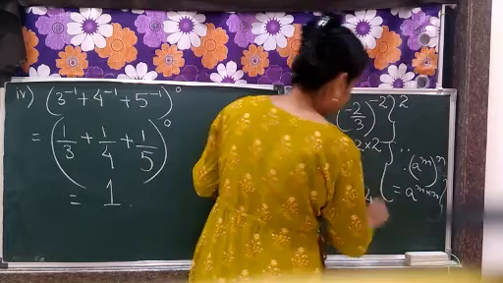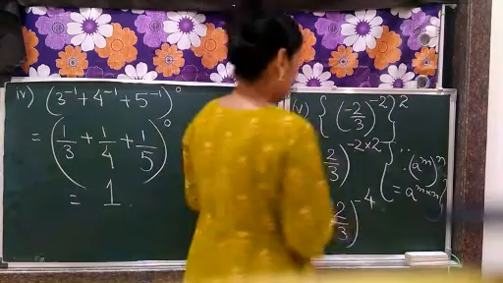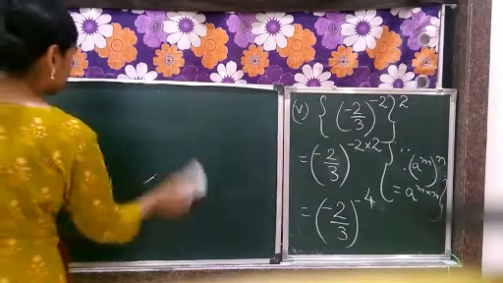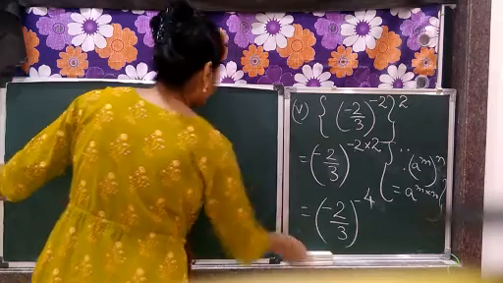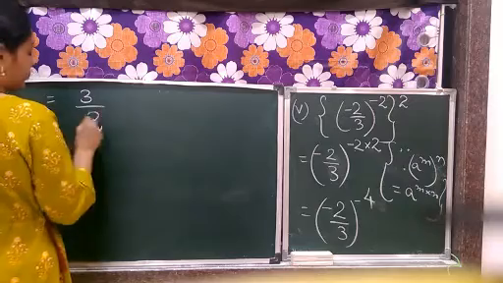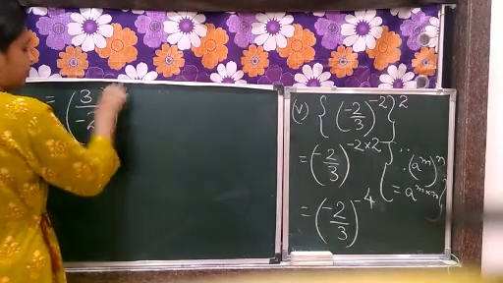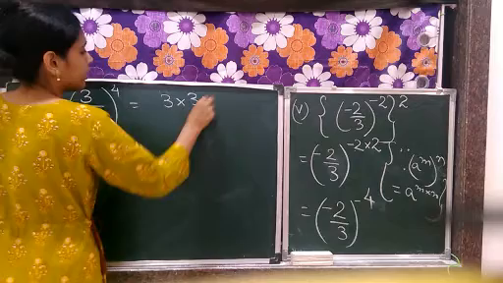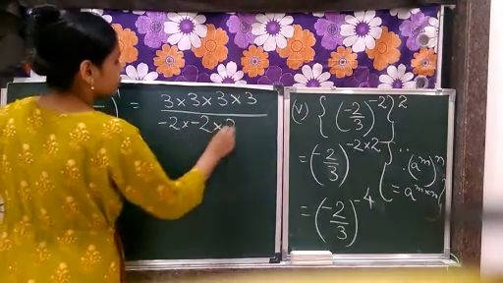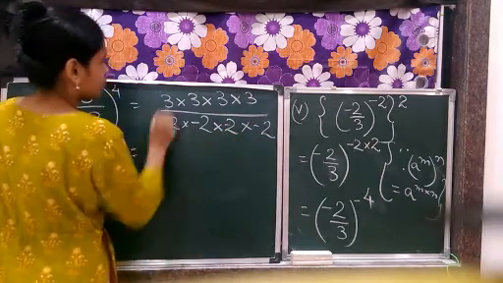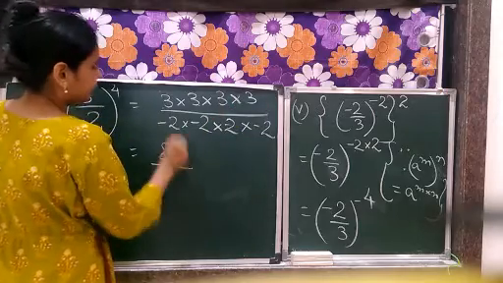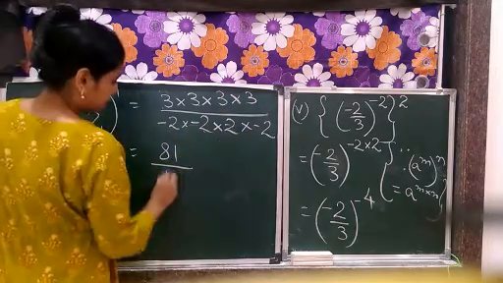2 2s become 4, minus 4. Now children, we are going to make this 4 positive by writing the reciprocal of minus 2 by 3, which becomes 3 by 2 minus to the power 4. That means 3 into 3 into 3 into 3 minus 2 into minus 2 into minus 2 into minus 2. So 3 3s are 9, 9 3s are 27, 27 3s are 81, 2 2s are 4, 4 2s are 8, 8 2s are 16.